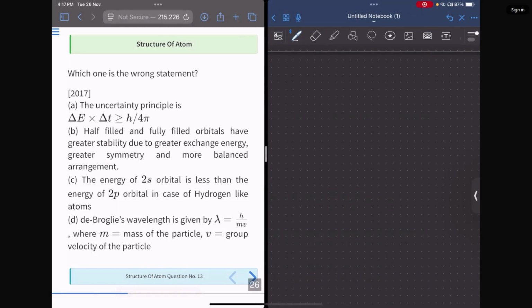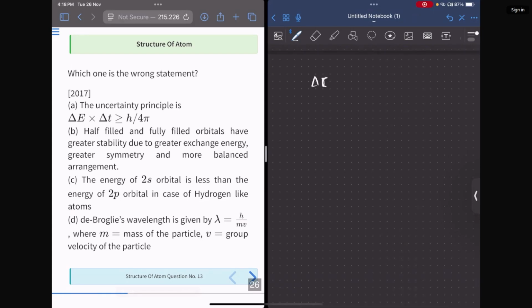So next, question number 13. Which one is the wrong statement? Let's find out. Option A: the uncertainty principle is del E into del T is greater than or equal to h by 4 pi. If you know the formula of Heisenberg's uncertainty principle, you should know this form also. It is also a form of Heisenberg's uncertainty principle. So remember this. Option A is correct.